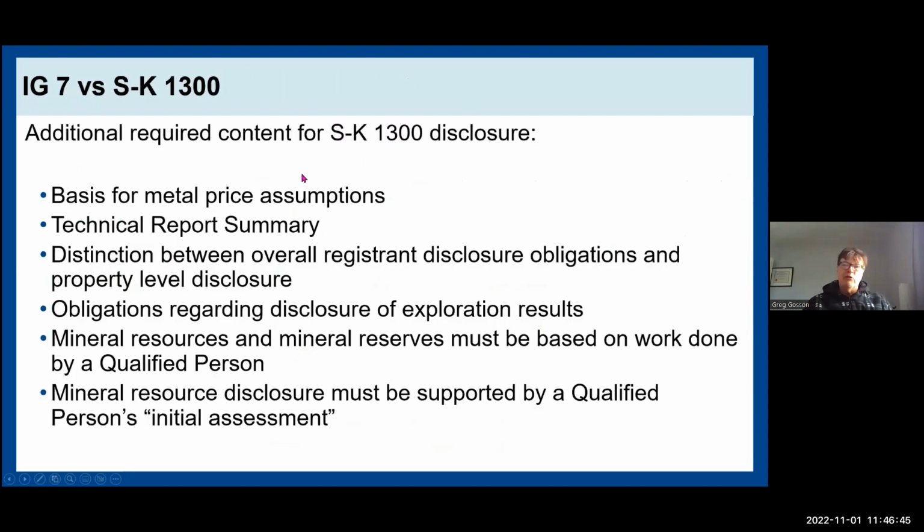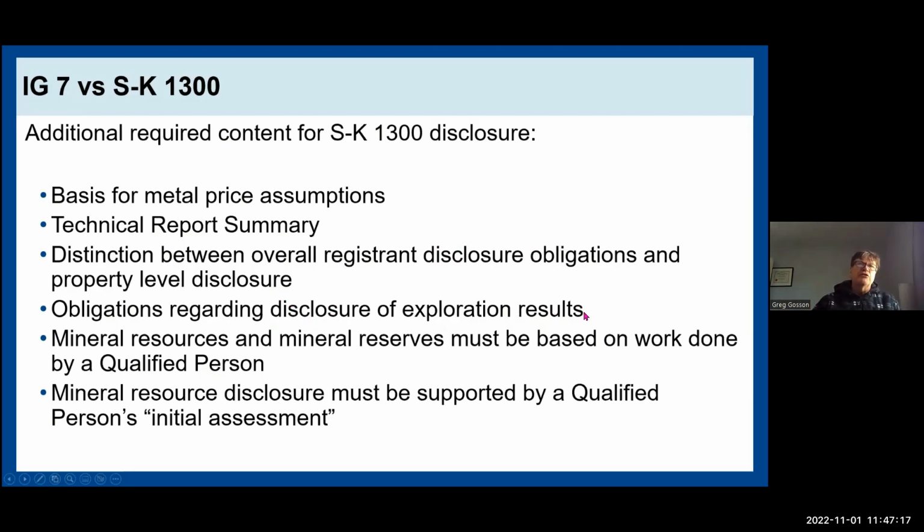There are additional requirements that you must provide under the SK-1300 rules. Your basis for your metal price assumptions. You must provide a technical report summary for your material properties. There's a distinction between overall registrant obligations and property level disclosure. So certain things that you have to provide in general for the company in your annual reports, your registration statements, and specific detailed information for your material properties and even for your non-material properties.